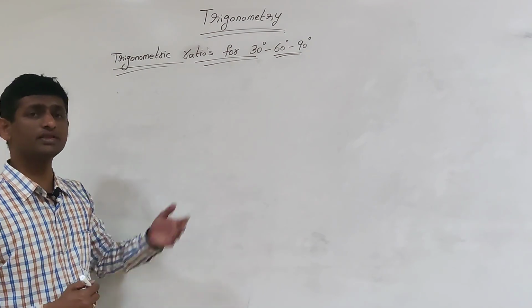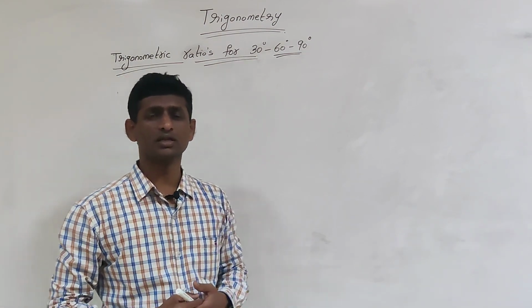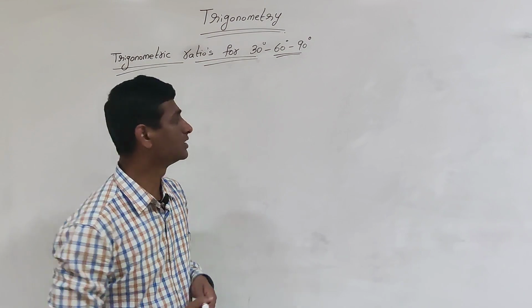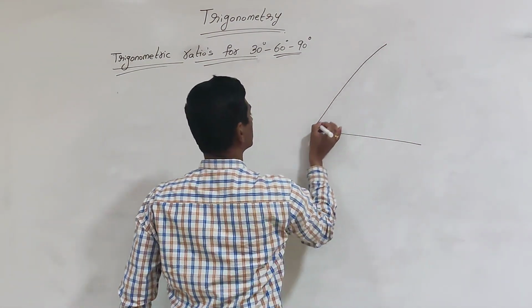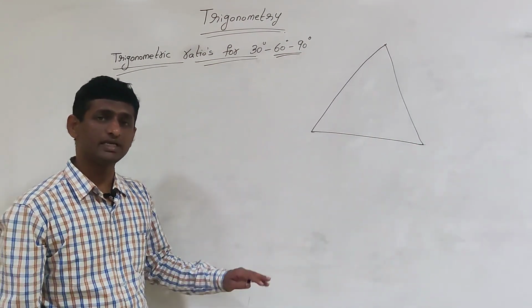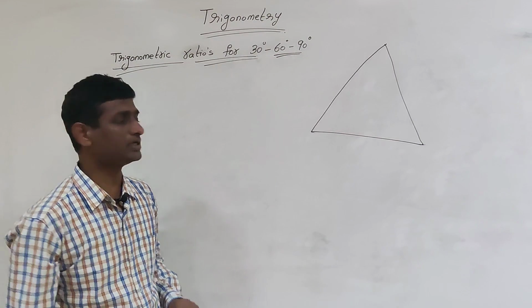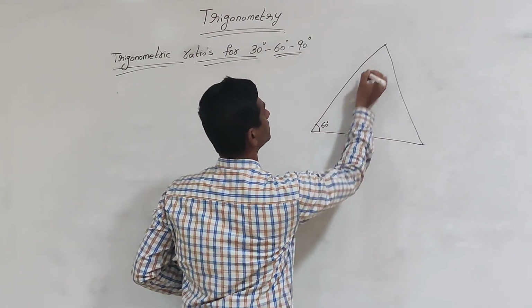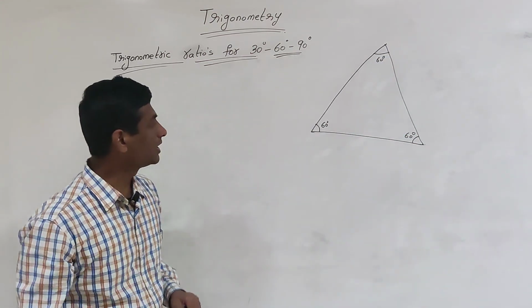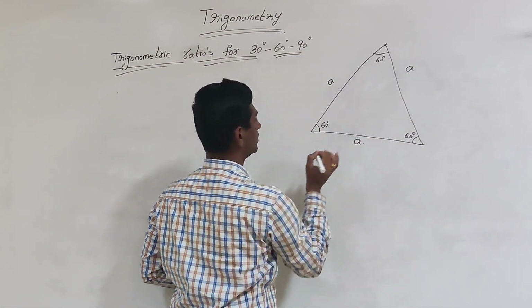So, in order to find the ratios, let us take an equilateral triangle. What do you mean by an equilateral triangle? If all the sides are equal, then the triangle is said to be an equilateral triangle. So what will be the angle for each? The angle between two adjacent sides will always be equal, that is 60 degrees. So it will be 60 degrees, 60 degrees and 60 degrees. And if it is 60 degrees, all the sides will be equal. Assume that it is A, all the sides are equal.